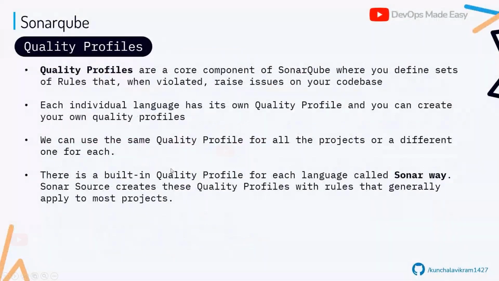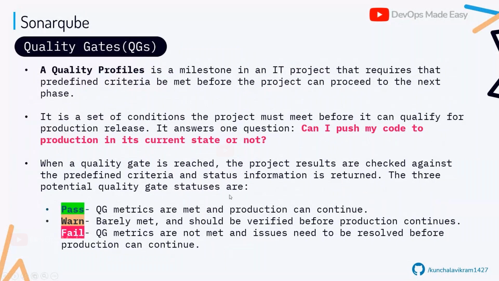Basically we have three outcomes. One is pass, where the quality gate metrics are met and production can continue. We have one barely met, that means some are met and some are not met, so it should be verified. If you feel that some of the issues are tolerable and they don't create any major problems, then you can go for production. But if the quality gate fails, you should not release that piece of software into production.